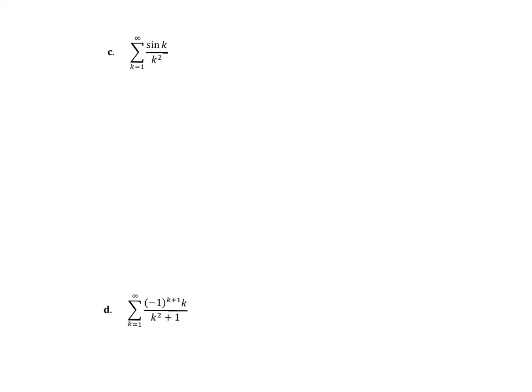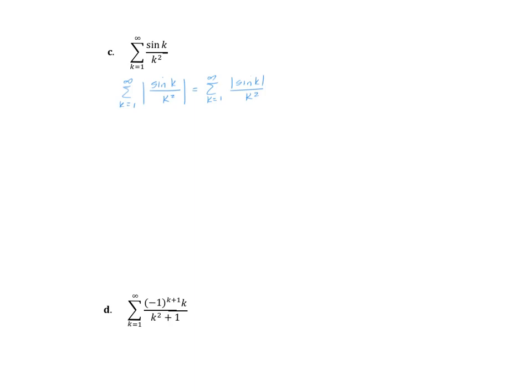Well, let's do a few more examples. Example C, I have sine k over k squared. I want to determine if this series converges or diverges. So if I look at the absolute value of the series, which would be the sum from k equals 1 to infinity of the absolute value of sine of k over k squared, the first thing I noticed is the k squared is never going to be negative. I don't really need the absolute values around the k squared.